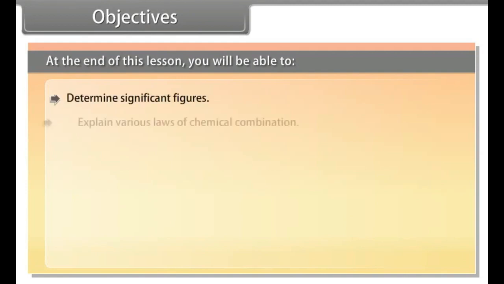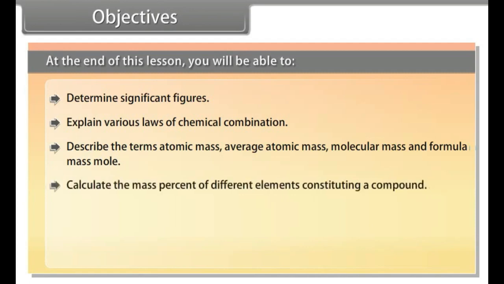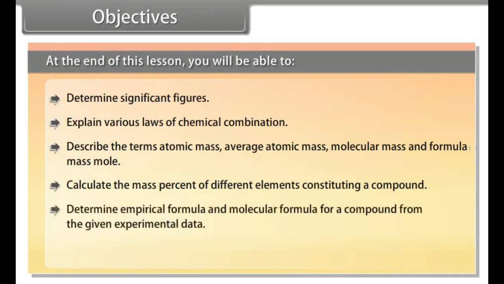At the end of this lesson, you'll be able to determine significant figures, explain various laws of chemical combination, describe the terms atomic mass, average atomic mass, molecular mass, and formula mass, mole. Calculate the mass percent of different elements constituting a compound. Determine empirical formula and molecular formula for a compound from the given experimental data. Perform the stoichiometry calculations.